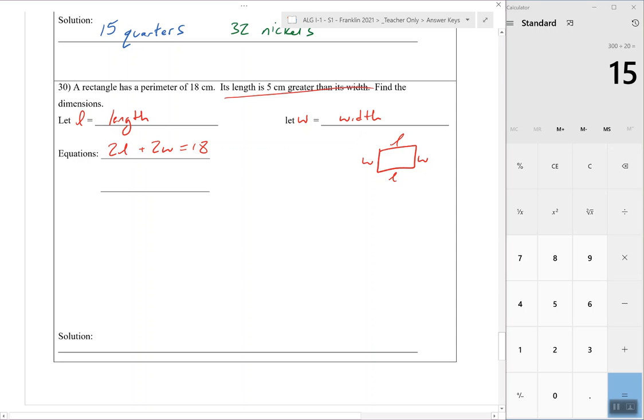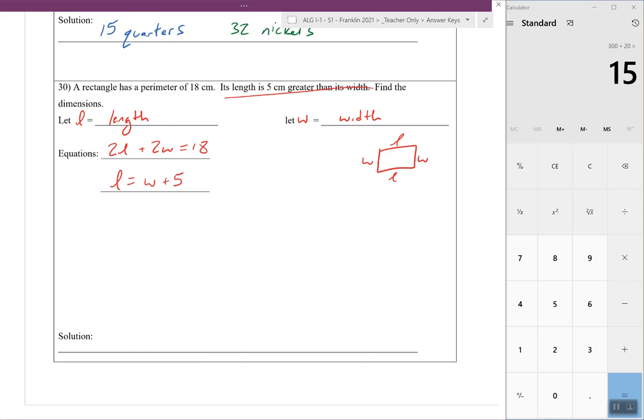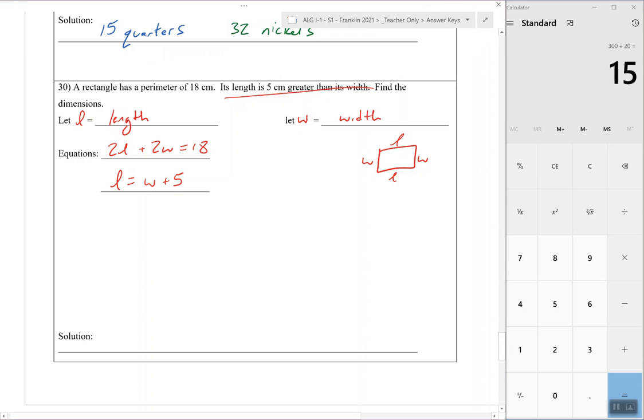And the second equation is right here. The length is 5 centimeters greater than its width. So the length is equal to the width plus 5. And there's your system. So now it's set up really well for substitution. So 2 times L, which is W plus 5, plus 2W equals 18. So that's 2W plus 10 plus 2W equals 18. We'll do some simplifying here. 2W plus 2W is 4W. We'll subtract 10, so 4W equals 8. Divide by 4, and W equals 2.